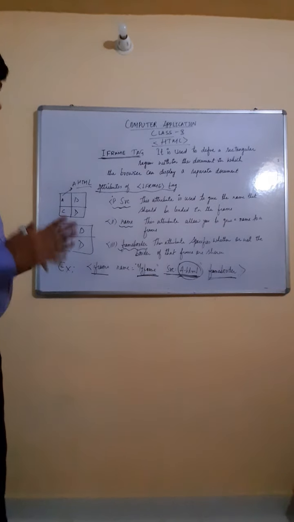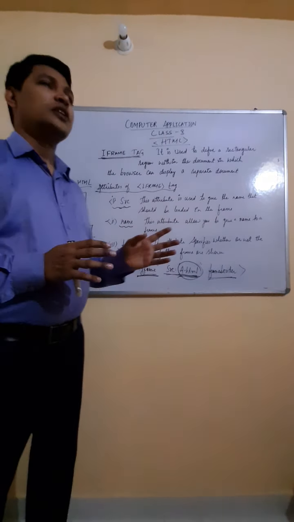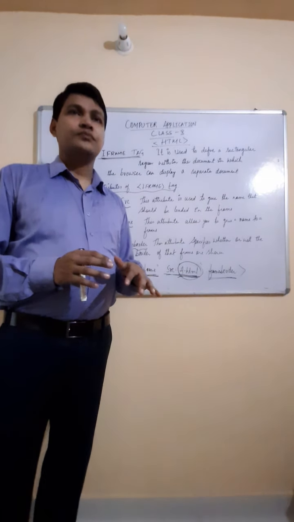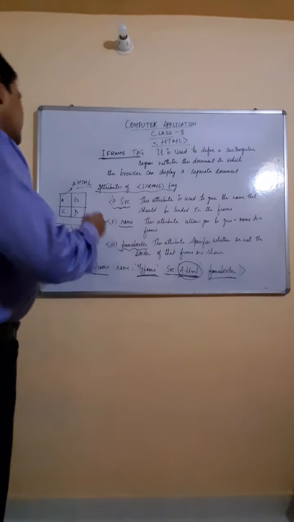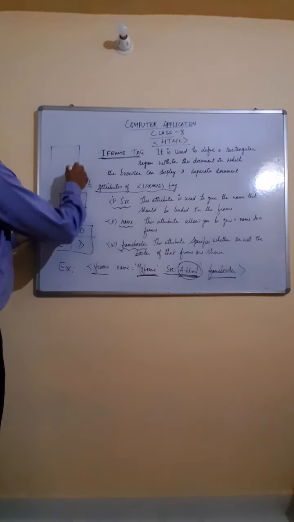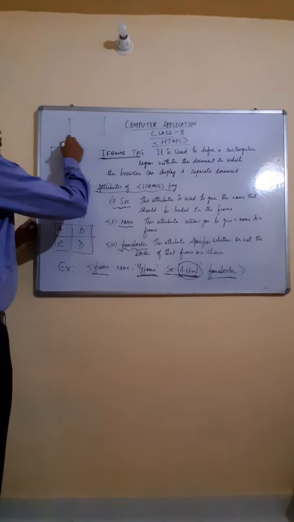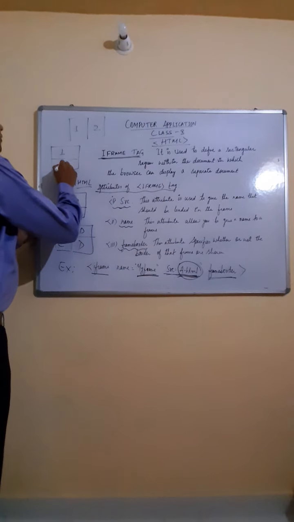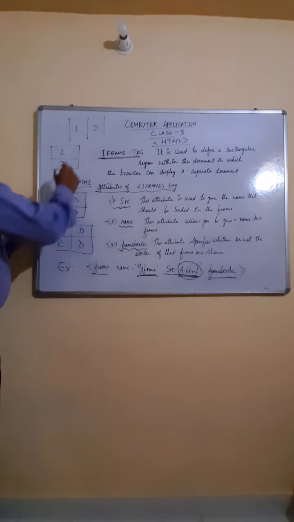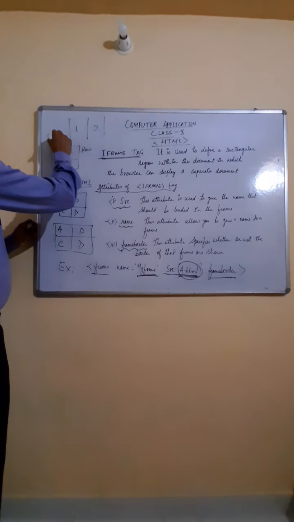Students, the iframe tag helps you to split the screen into either rows or columns. If you divide in rows, it will display like this. If you divide in columns, the 2 pages will display like this. Page 1 is here, page 2 is here. In the same way, page 1 is here, page 2 is here. This is row wise and this is column wise.